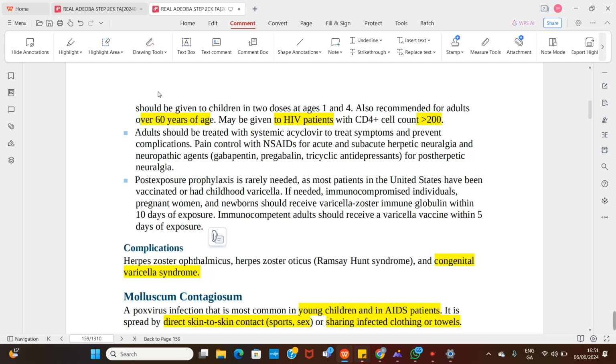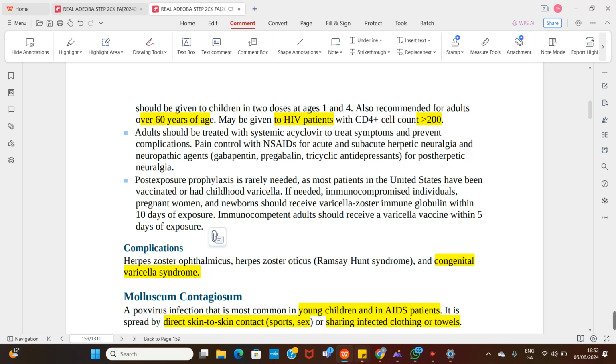You don't give a live attenuated vaccine like yellow fever, like MMR, like varicella to an individual with CD4 count less than 200 or individuals that are pregnant. Don't make that mistake, please. So those are the three categories: ages 1 to 4, adults more than 60, HIV people with CD4 count greater than 200. Very important stuff.